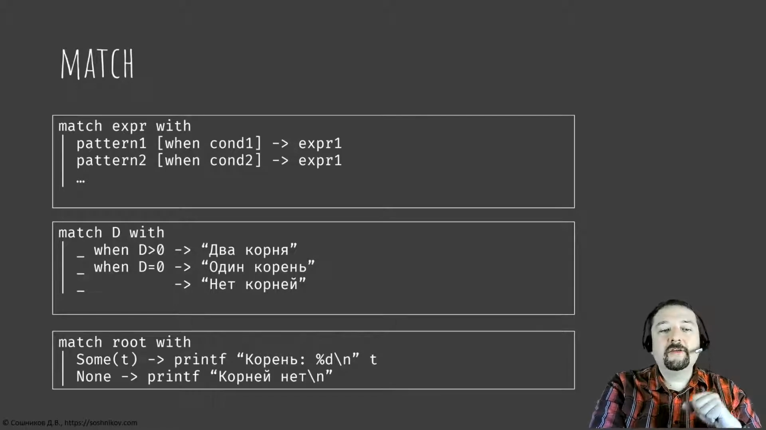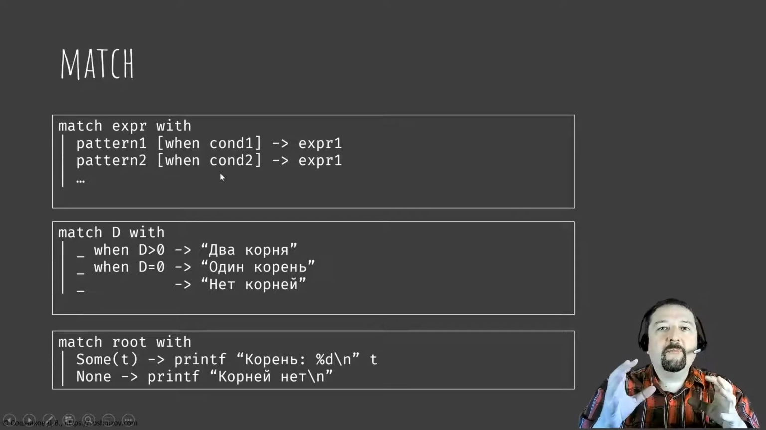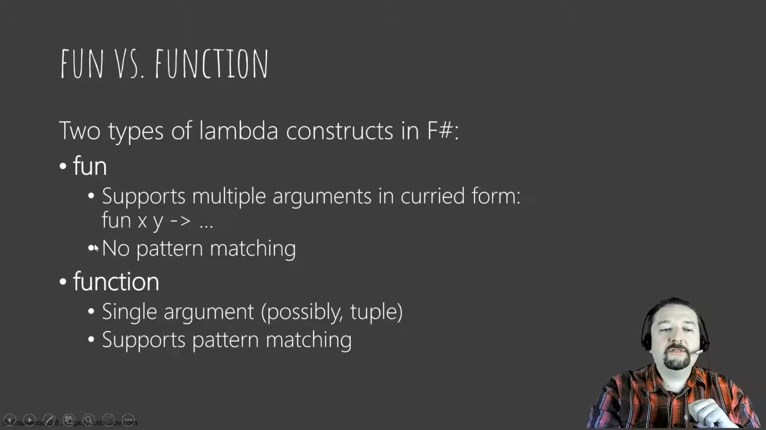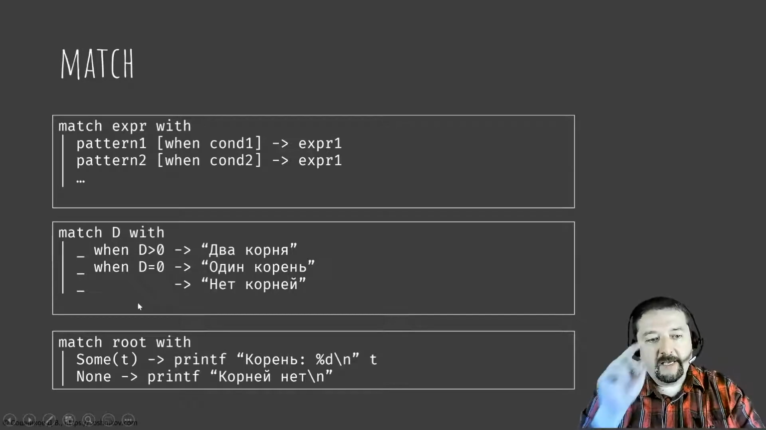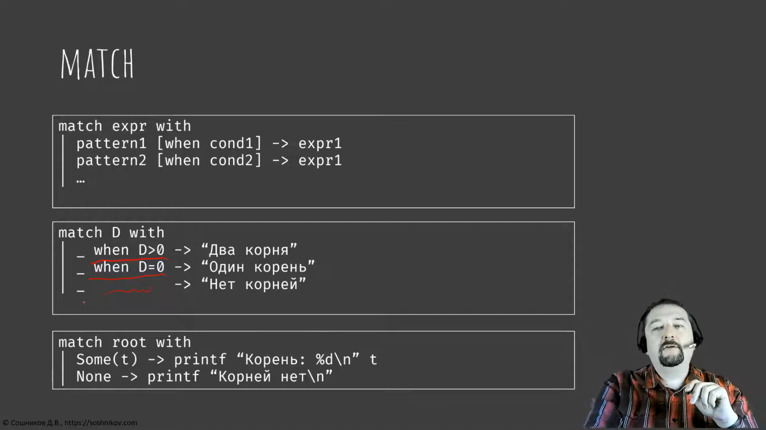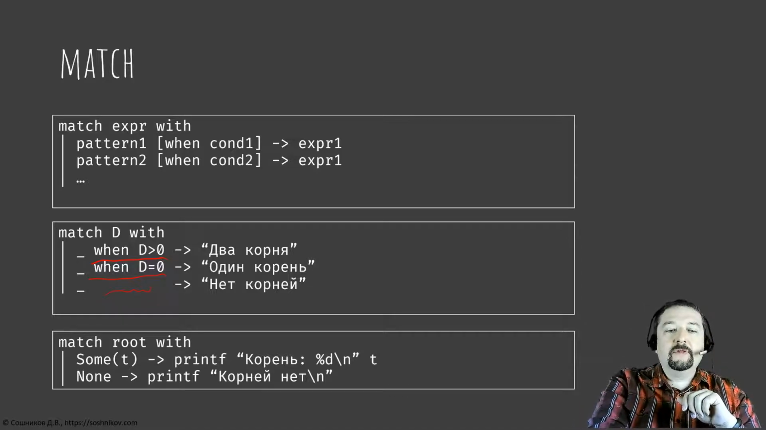So pattern matching is also very powerful. You can have patterns, you can have when conditionals. And instead of patterns, you can say underscore. Underscore means always. So if you want, for example, to write conditional with 3 possible branches, then you can write something like match D with, and then you can say one condition when D is greater than 0, when D equals to 0, and then the third one would be the catcher, like in all other cases, do the third one. So pattern matching is cool. That's the main idea of this slide.